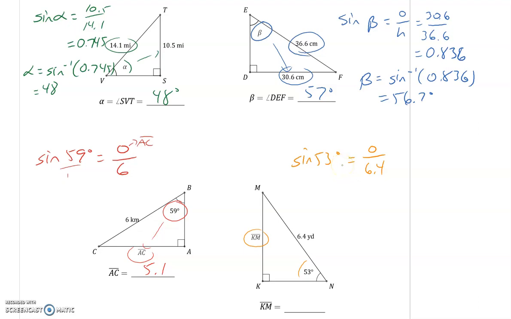So you can cross multiply: sine of 53 times 6.4, and then divide that by the invisible 1 will give you the opposite, which is the KM that we're looking for. We're looking around 5.1, so that line should be around 5.1. Okay, pretty much the exact same thing as this one. All right, so there's those 4. So let's try another 4.